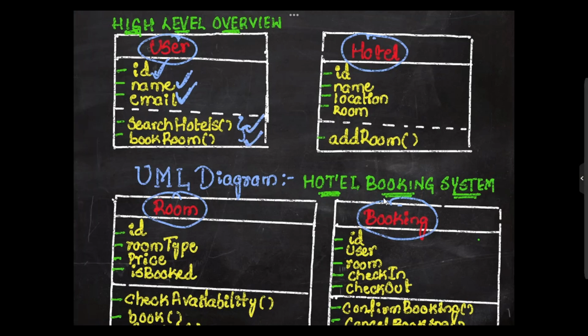Search hotels and book rooms are the methods that we will be making use of within the user class. So just keep this in mind. I hope this part is completely clear. Let's move on with this one, the hotel class.